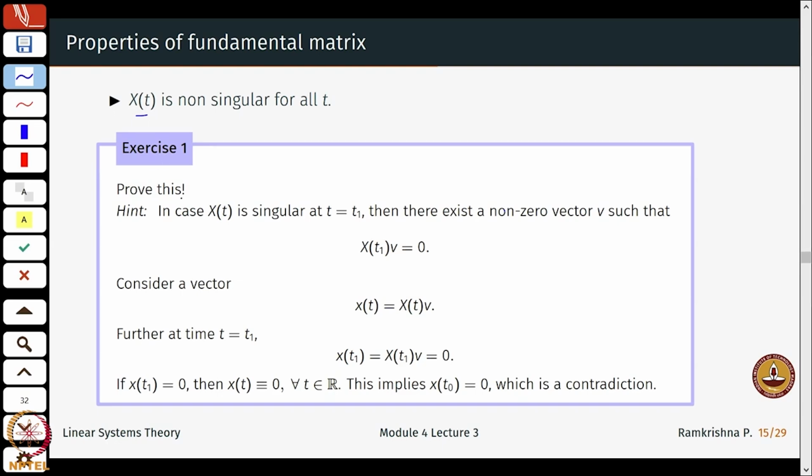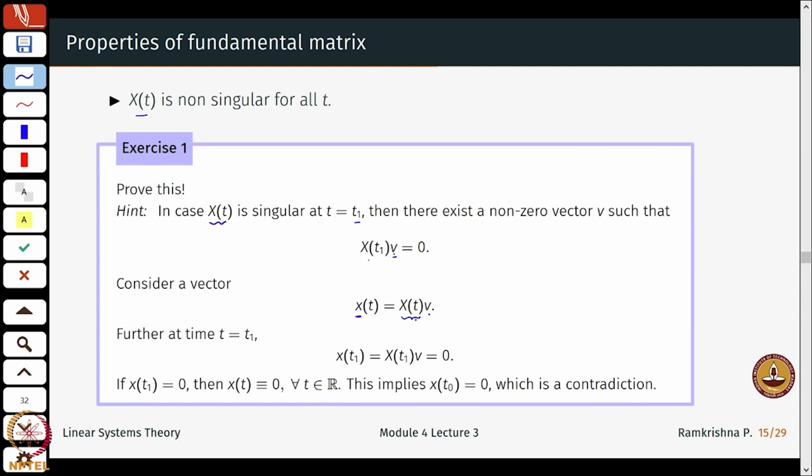Even though the slide said prove this, I think I actually proved it here. Let us start with this matrix X(t) and do the proof by contradiction. Let us assume that it is singular at some time t1, which also means there will be a non-zero vector v such that X(t1) times v is equal to 0. Now, given X at some other time t not equal to t1, I can always construct a vector small x(t) as capital X(t) times this v, and this v is the same, non-zero.